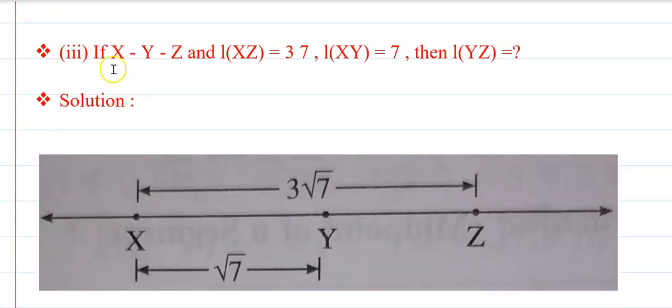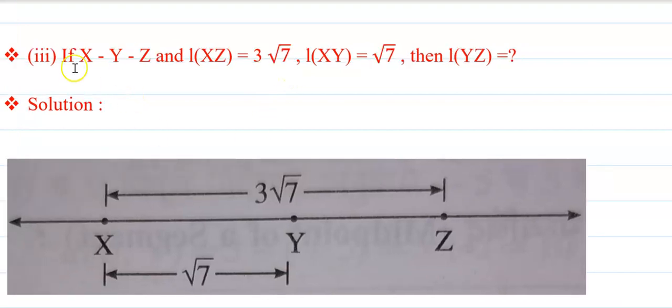And third one, that is if X-Y-Z, the length XZ is equal to 3 root 7. Look once again: if X-Y-Z, the length XZ is equal to 3 root 7. X to Z is 3 root 7. Distance XY is equal to root 7. Then find the distance YZ.